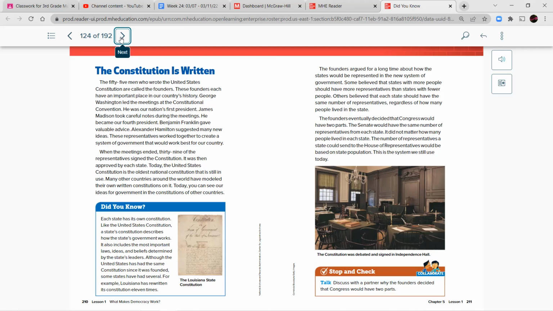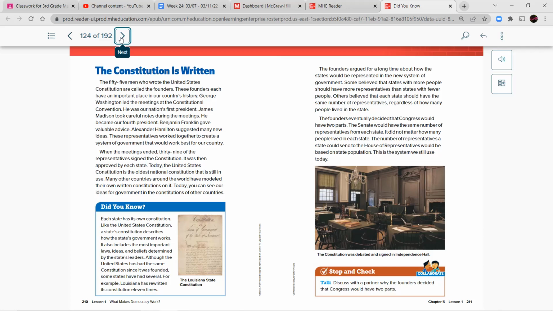Today, the United States Constitution is the oldest national constitution that is still in use. Many other countries around the world have modeled their own constitutions on it. Today, you can see our ideas for government in the constitutions of other countries.